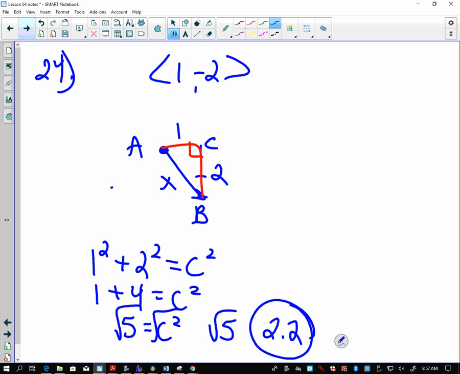So this is what I want you to understand. If they ever ask you for the magnitude of just a straight up vector like this, I can always just take the positive numbers that are given in that vector component form and plug them into the Pythagorean theorem and solve for C. Does that make sense? So hopefully that'll make solving for the magnitude of a vector a lot easier. Okay? Feel good about that?